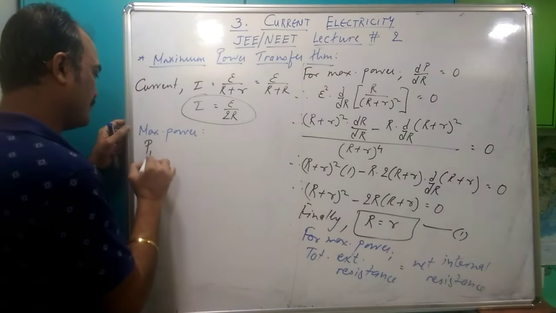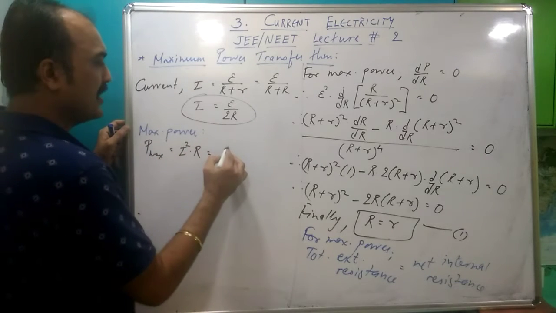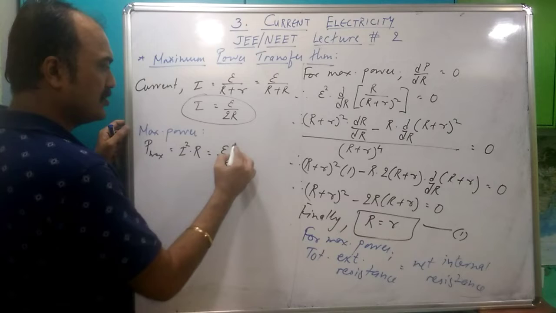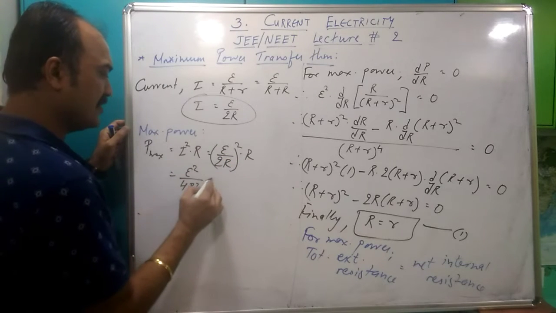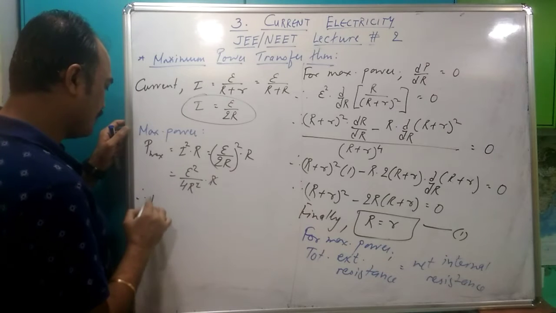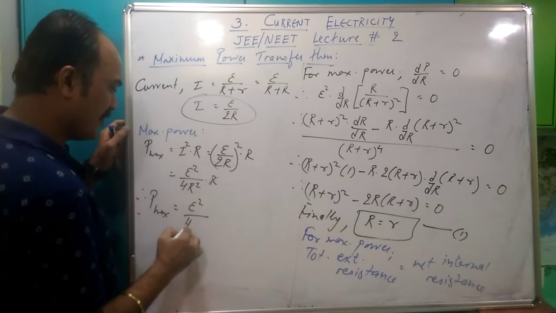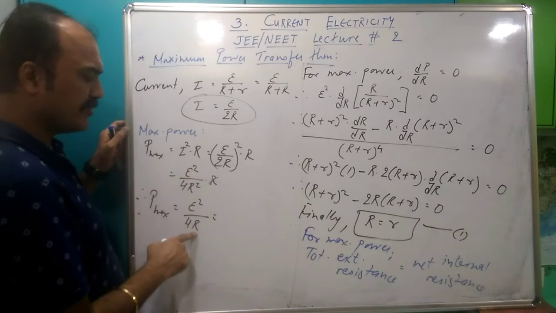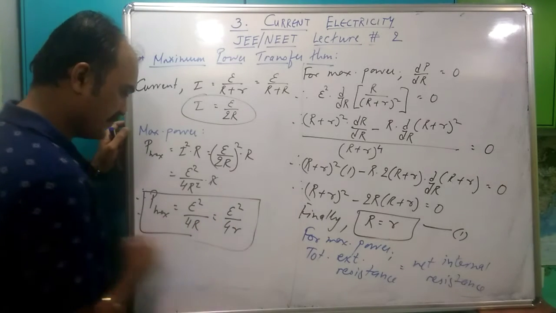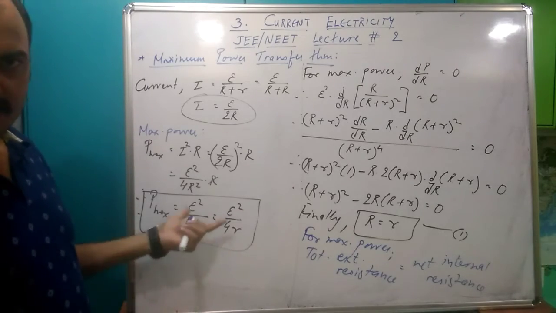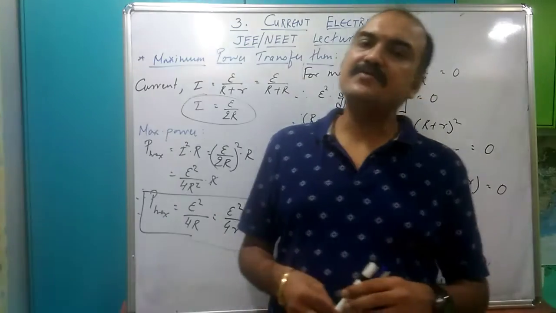P max is I square into R. What is I? Epsilon over 2R the whole square into R. This is epsilon square by 4R square into R. I'll cut 1R. So P max, max power, is epsilon square over 4R. And if you want to substitute bada R by chota r, you can be my guest. This is max power. Alright, so this was maximum power transfer theorem, where power transferred would be max.